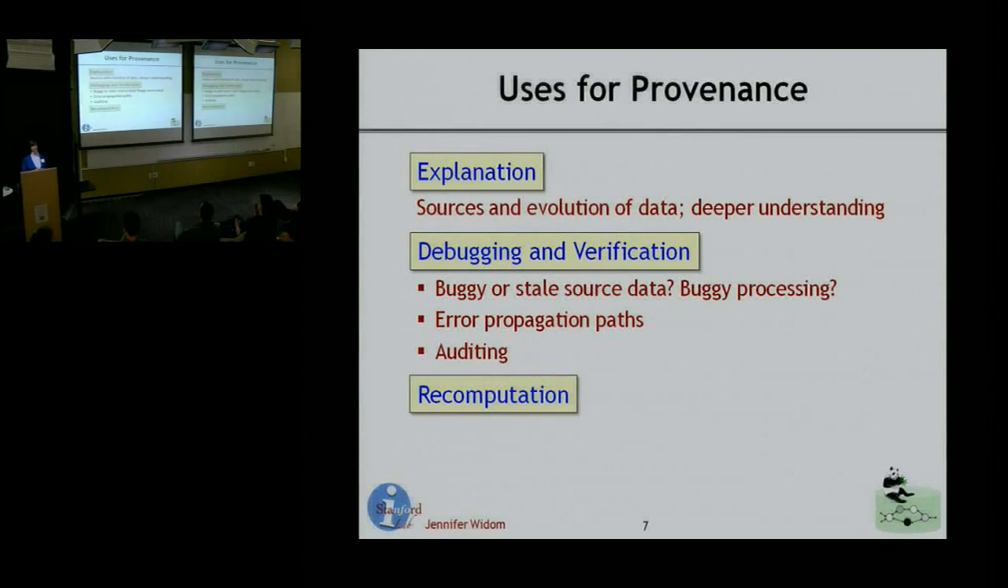We can also use provenance to figure out how errors propagate. So if you get some derived data, you go back to the source data, you find an error, provenance can help you find out exactly how that error spread through other data, other processing that you did on the same data. And provenance can be used for auditing. And it can also be used for recomputation. So provenance is the key, in some sense, to doing incremental processing in this environment. Okay?